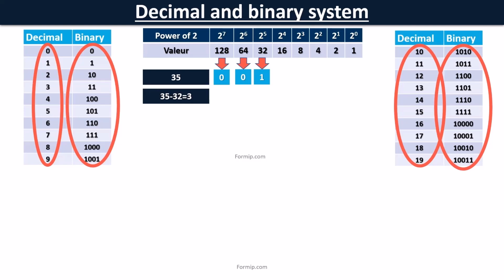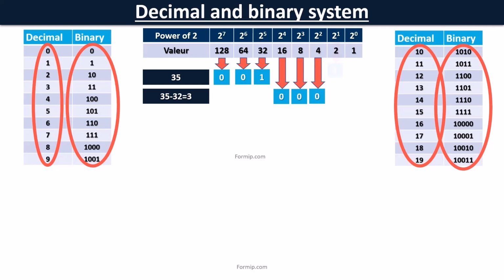We continue with the same logic, always from left to right, but this time with the number 3. 16 is greater than the number 3. We will therefore put a 0. 8 is also greater than 3, so it will be a 0. After is 4. We also put a 0.